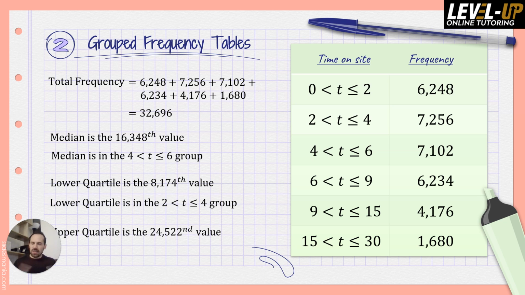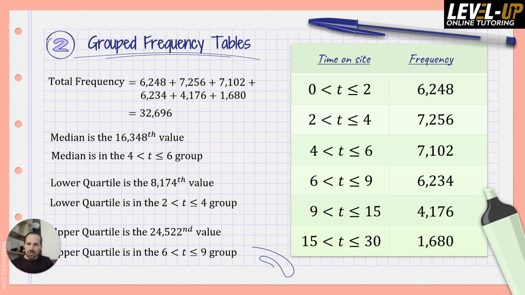We only need to be roughly there, so we're seeing roughly 24,500. Where is that point? We knew by the end of the third category we were up to about 20,000. By the end of the next category, 6 to 9, that's going to take us up to about 26,000 or so, 26,500 perhaps. So we can see we're going to hit the 24,522nd value somewhere in there. So we can see the upper quartile is in that group.